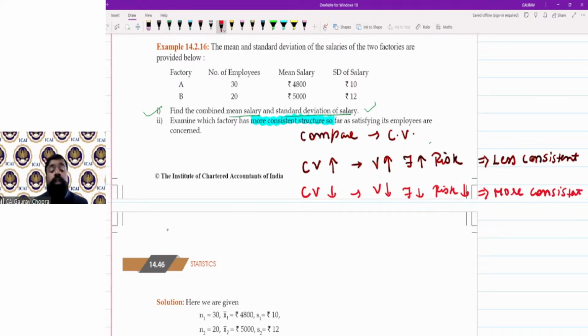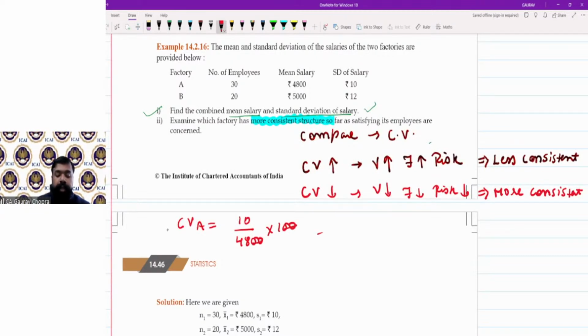Okay, so in this question, what is the requirement? We require more consistent. That means we have to find the factory which is having lower coefficient of variation. So we can calculate the coefficient of variation for factory A. So what is the formula? Standard deviation upon mean multiplied by 100. So 10 upon mean salary, which is 4800, and then multiply by 100.